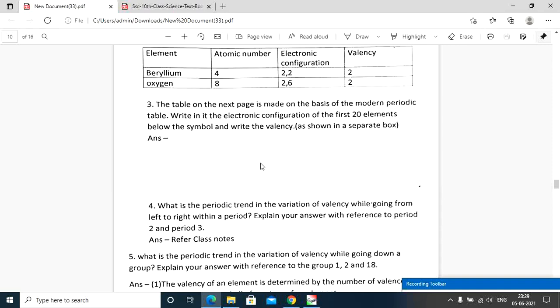Even after knowing the valency, we can get their electronic configuration. The electronic configuration will definitely help us to know what the valency is. Symbols you know, the song itself gives us the symbols and all.